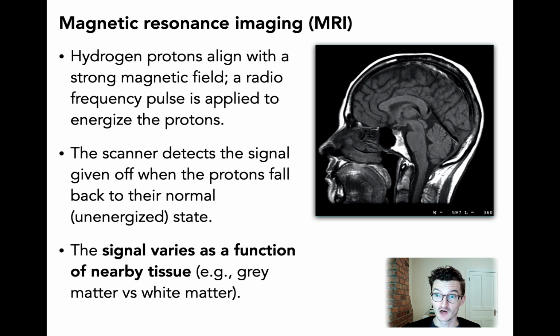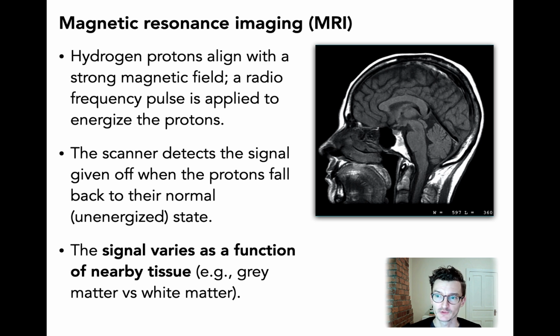And the signal that they give off varies depending on the tissue these protons are embedded in. Right? So if they're embedded in white matter versus gray matter, the signal these protons give off when they fall back down into their unenergized state will be different. So the signal varies as a function of nearby tissue. And so some very smart physicists figured out, we can put people in a big magnet, their hydrogen protons will all line up. We can energize them briefly and detect the signal these protons give off when they fall back down to their unenergized state.